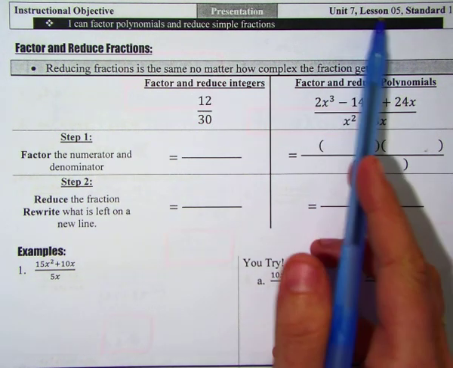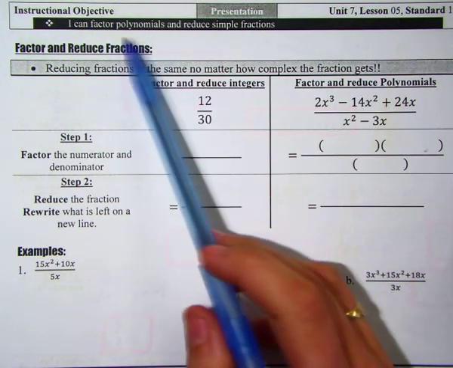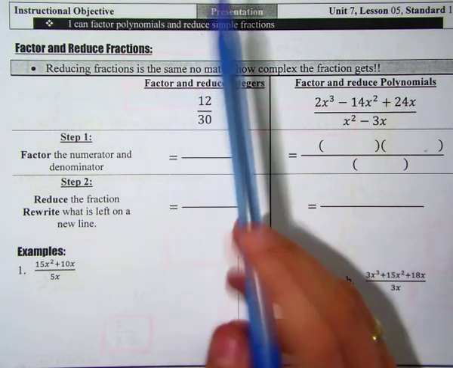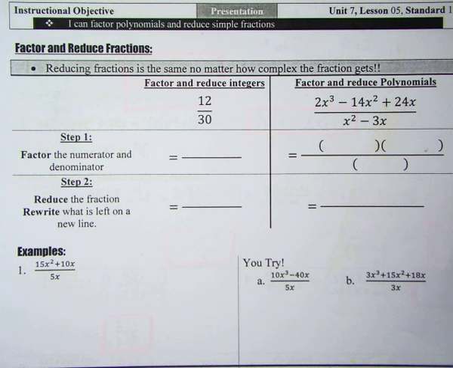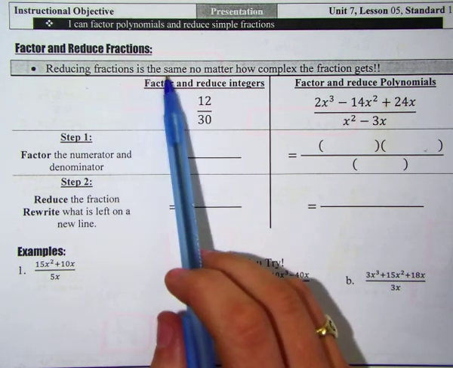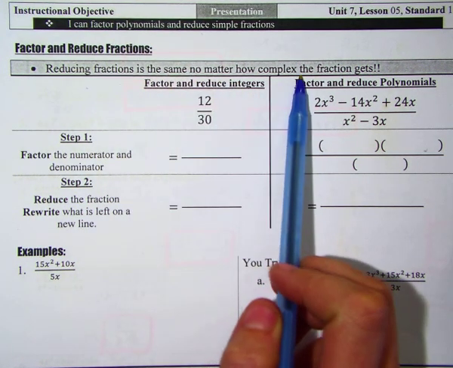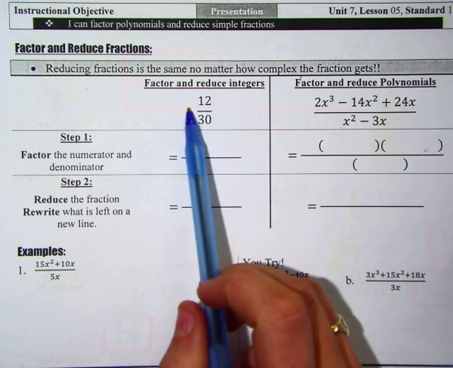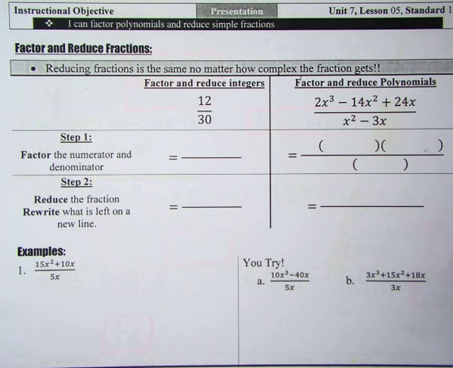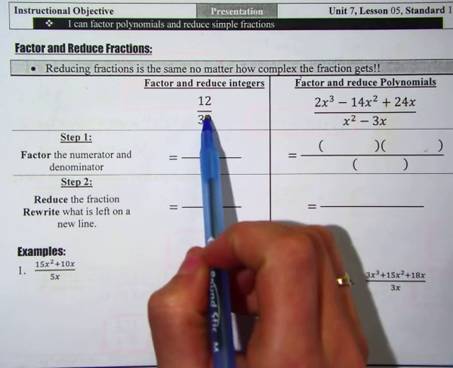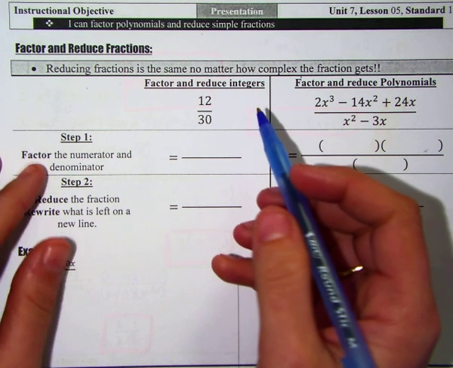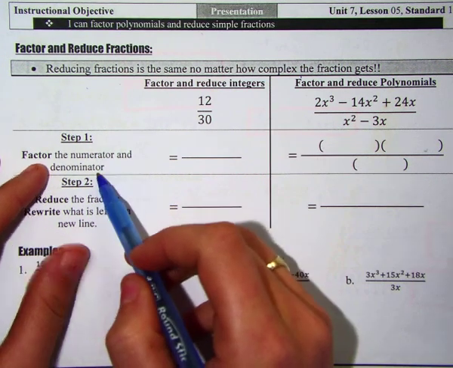Okay, this is lesson 7.5, which is factoring polynomials and then reducing simple fractions. The good thing about today is really the fact that reducing fractions is the same no matter how complex the fraction gets. For example, if we were reducing integers, 12 over 30, the first step would be to factor the numerator and denominator.